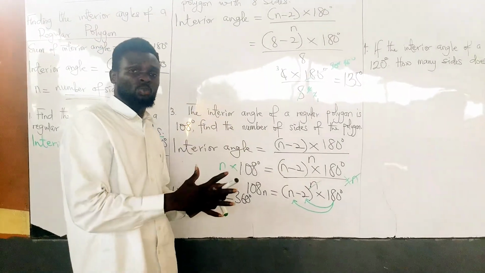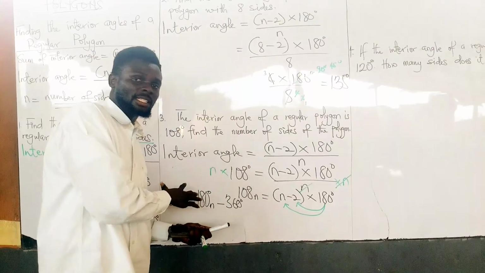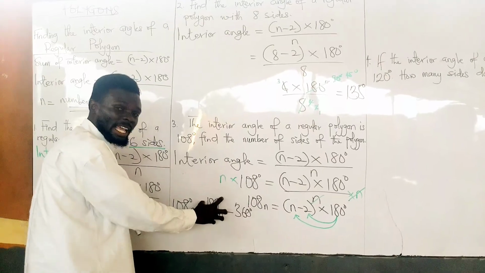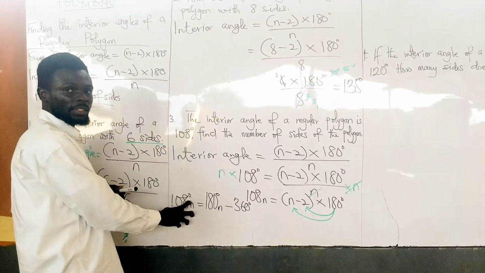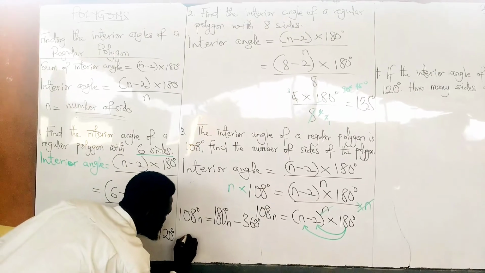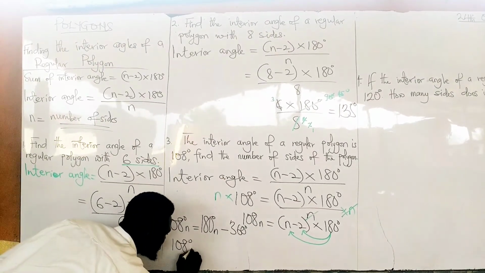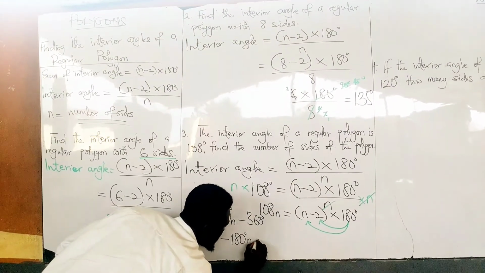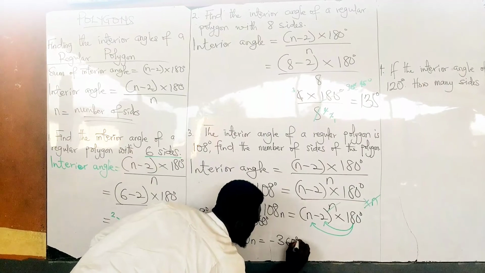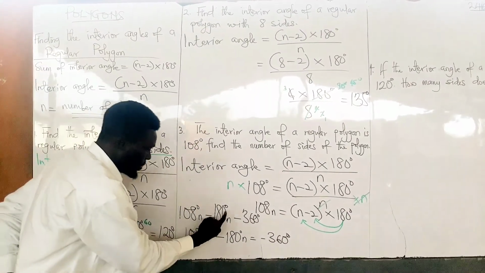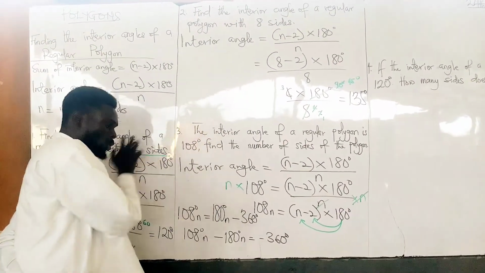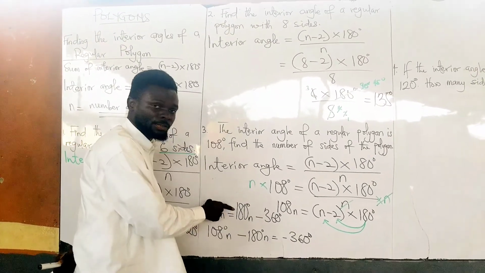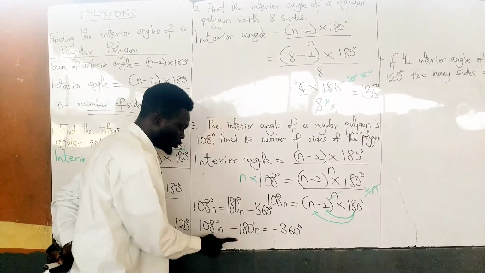So all the numbers with the n should be on one side, and those without n should be at the other side. So I want this 180 to join this value here. So this is going to give me 108 degrees n minus 180 degrees n is equal to negative 360 degrees. Remember that it is 180 that moved to the other side, and the sign in front of the 180 is positive. So once it moves, it changes to negative.